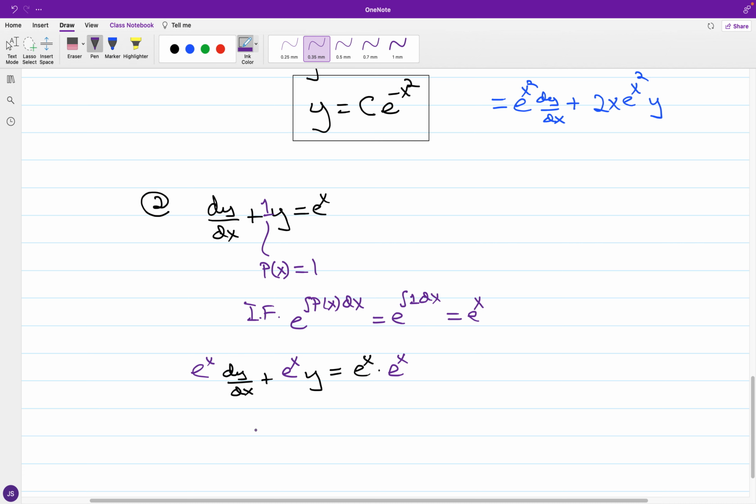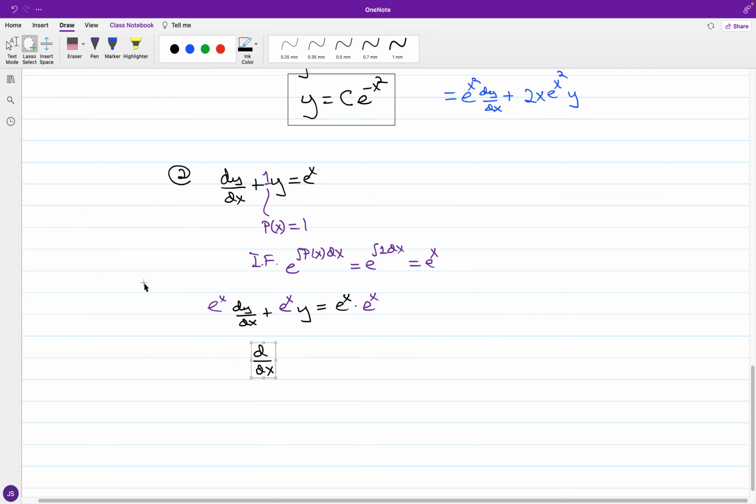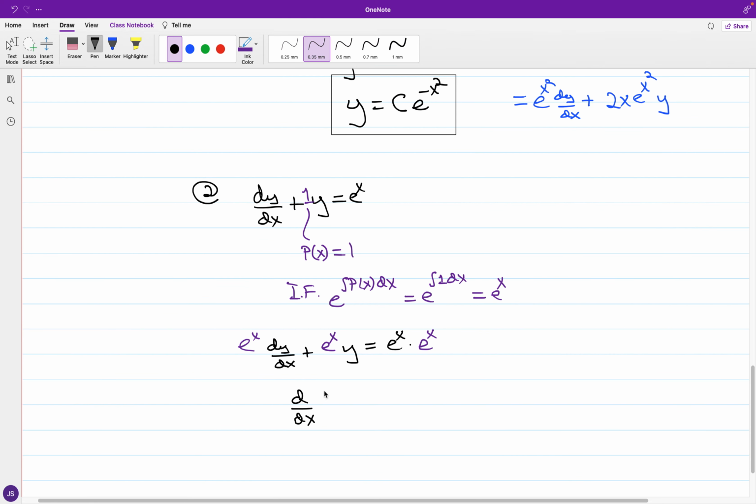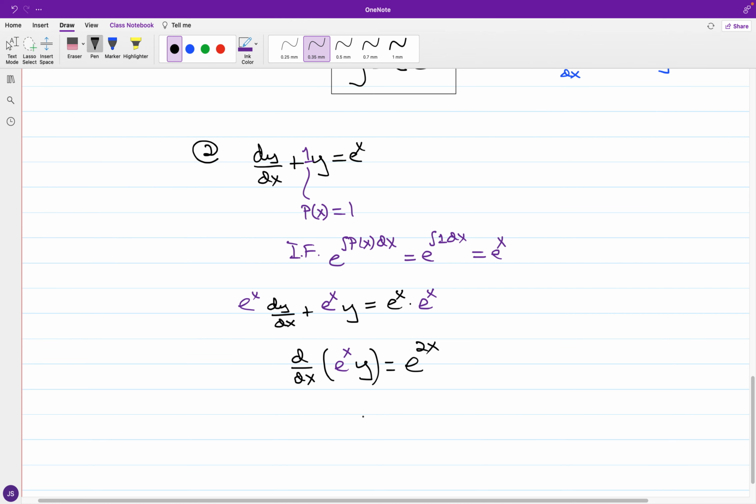And once again, for what I have on the left-hand side, that is going to be the product rule expansion of multiplying the integrating factor and the dependent variable. So I'm looking at d over dx of e to the x times y. And for what I have over to the right, e to the x times e to the x, you have e to the x plus x, so that will be e raised to the 2x. And integrating over both sides with respect to x, so I have e to the x y is equal to the integral of e to the 2x dx.